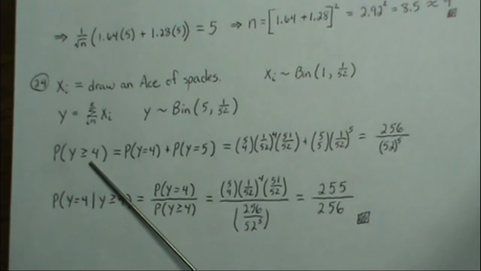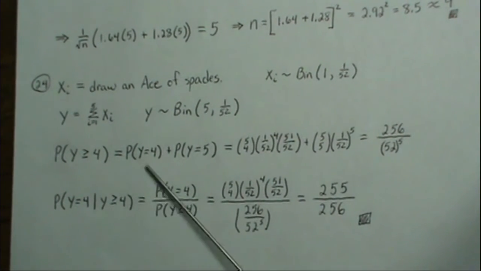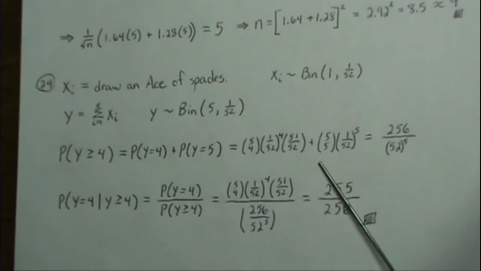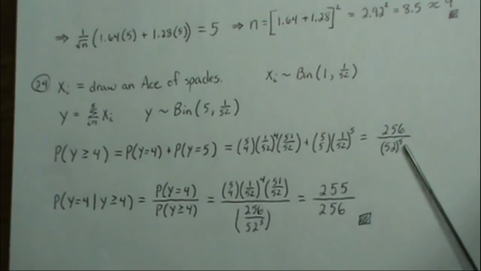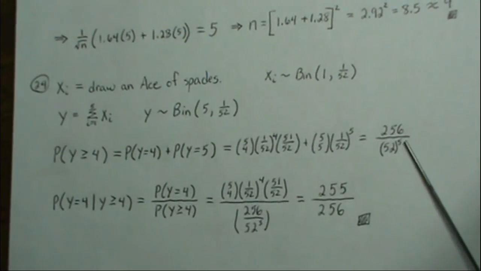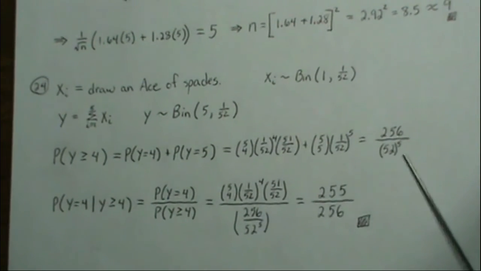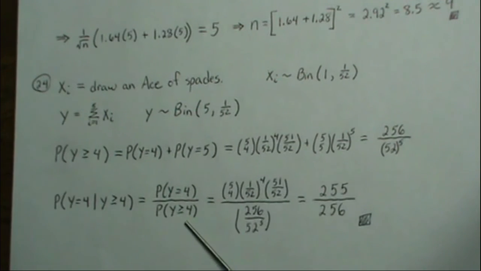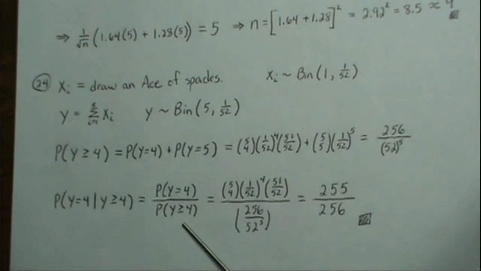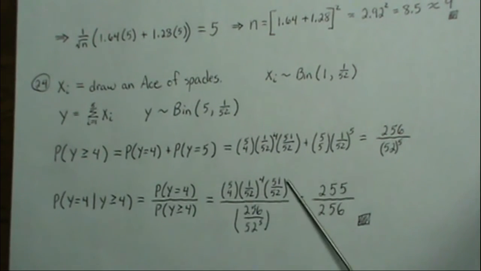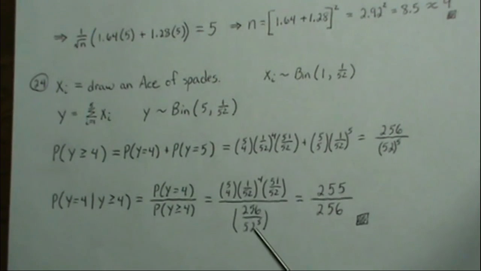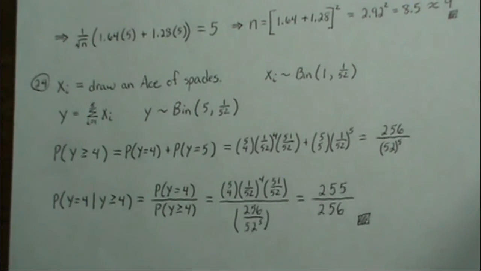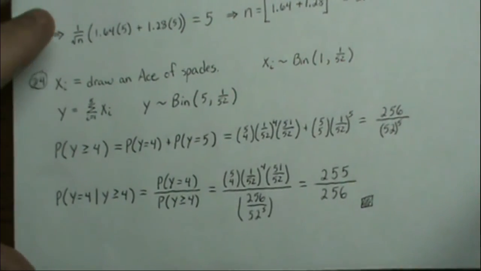So we're going to do that. The probability that Y is at least 4 is the probability that Y is 4 plus the probability that Y is 5, which simplifies to this. And I don't expand this because, using conditional probabilities, that reduces with something in the numerator. So this probability, what we're interested in, is this. And the probability that Y is equal to 4 is just a binomial. And then we calculated this, and that numerator cancels with this, and it leaves 255 over 266 as the answer.